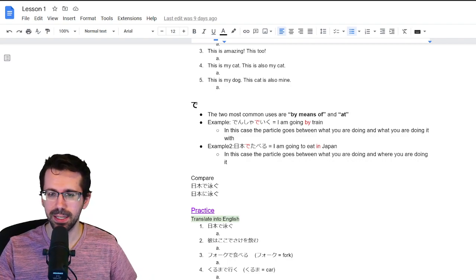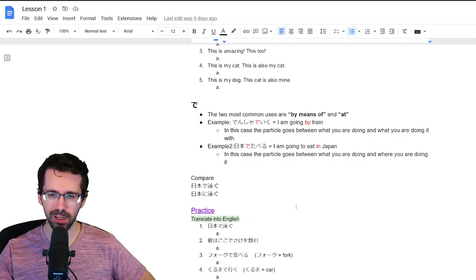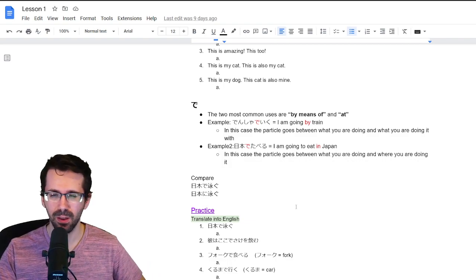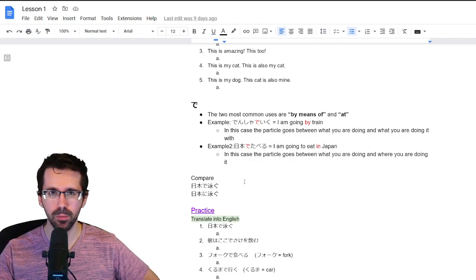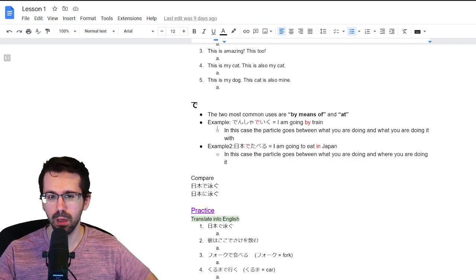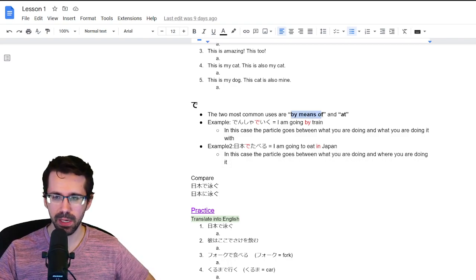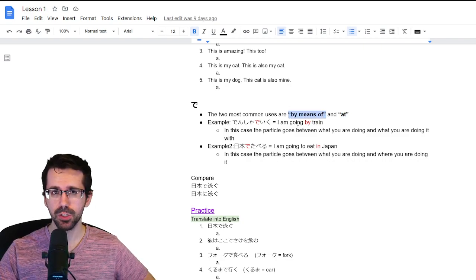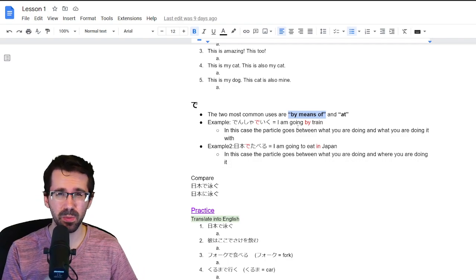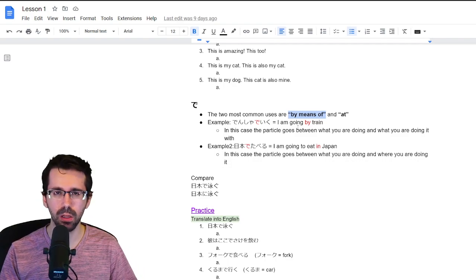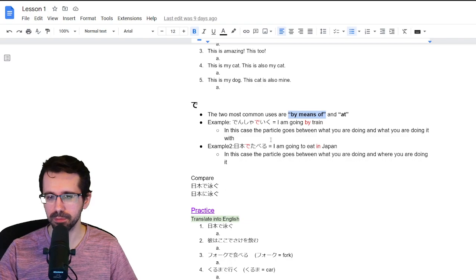But de does have two kind of separate meanings, which is what makes the de particle a little bit more difficult than some of the other ones. The two meanings are by means of and at. When I say by means of, I mean that we're using the particle de to show that an object is being used as a tool in order to complete an action.